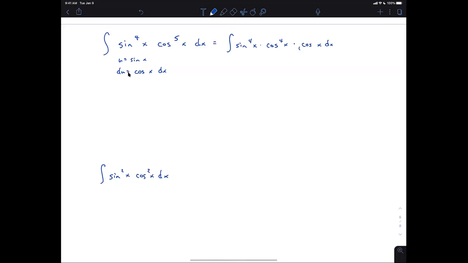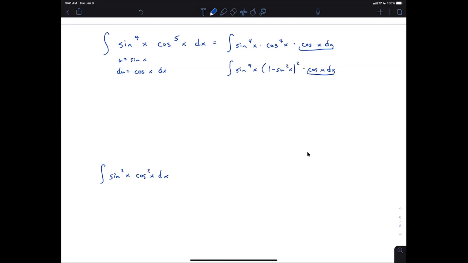You split off du like that, and it leaves, because there were 5 there before, there's now 4 because you took one of them over here. Now you're trying to get everything in terms of u. This is already in terms of u, but this one's not. So we can rewrite that as 1 minus sine squared. Does that make sense?